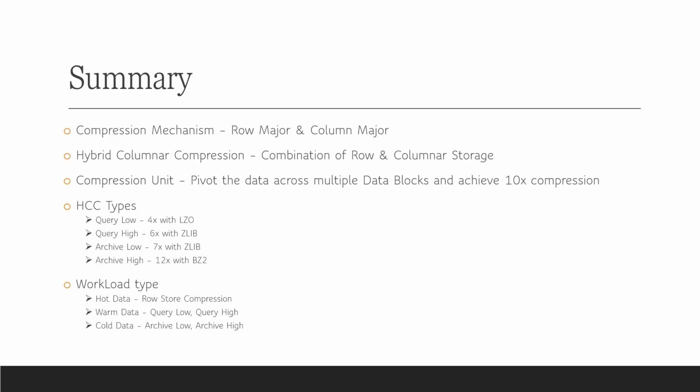How to choose the appropriate compression type is based on your workload. If the data is very hot, then stay with row store compression, with which you can achieve up to 4x compression. In case you have warm data that has frequent select operations and very limited DML operations, then you can go for query low or query high. In case it is for archive purposes where there is no DML and a very limited amount of select operations, then you can go for archive low or archive high compression types.